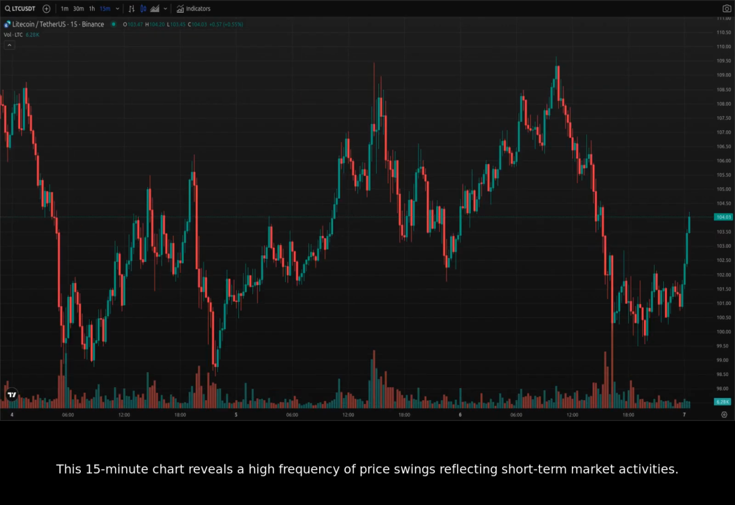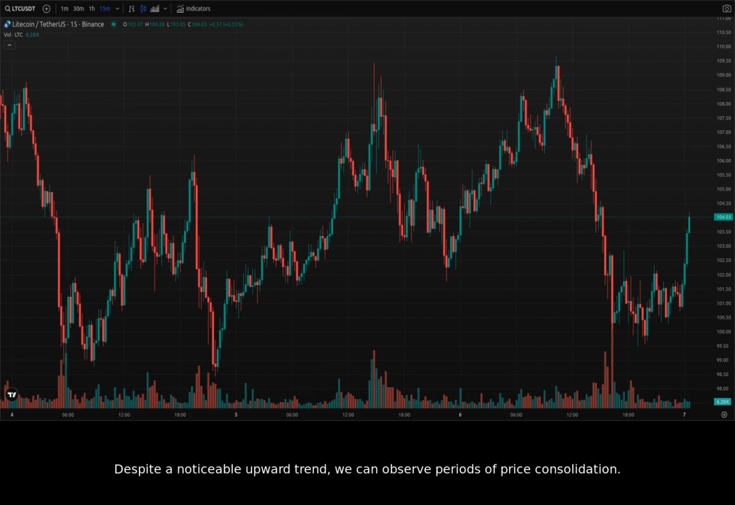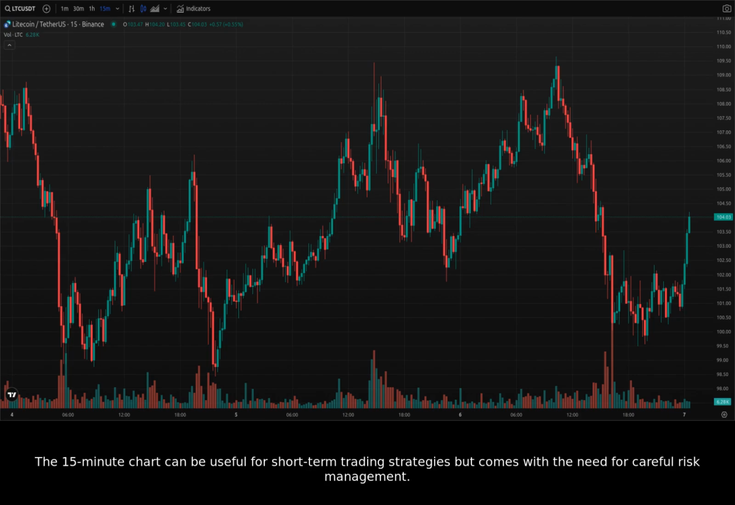This 15-minute chart reveals a high frequency of price swings reflecting short-term market activities. Notice the high volume periods during upward price movements indicating a significant number of buyers entering the market. Despite a noticeable upward trend, we can observe periods of price consolidation. The 15-minute chart can be useful for short-term trading strategies, but comes with the need for careful risk management.